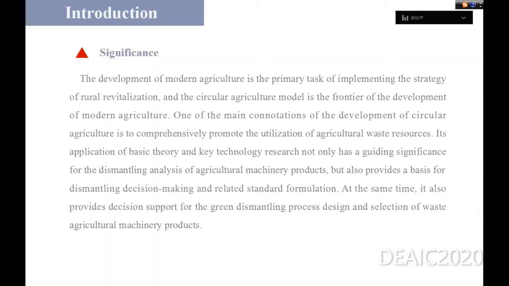For significance, the development of modern agriculture is the primary task of implementing rural revitalization. The circular agriculture model is the frontier of the development of modern agriculture. One of the main connotations of the development of circular agriculture is the utilization of agricultural waste resources. Its application not only has a guiding significance for the disassembly analysis, but also provides a basis for disassembly decision making and relevant standard formulations. It also provides decision support for the green disassembly process design.